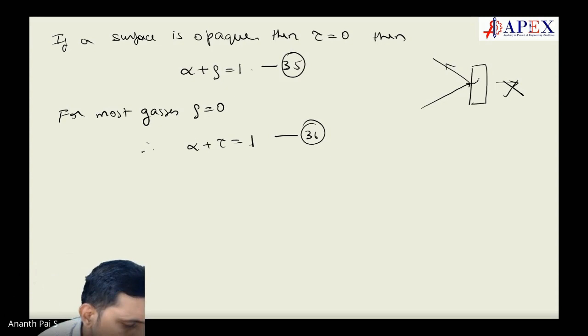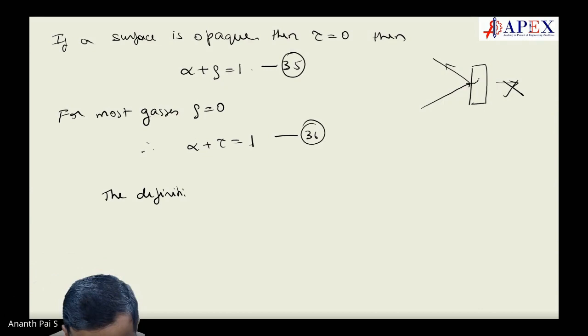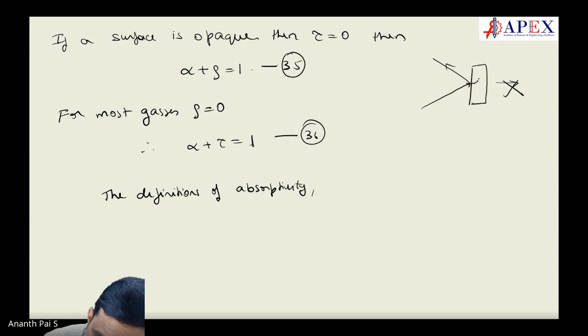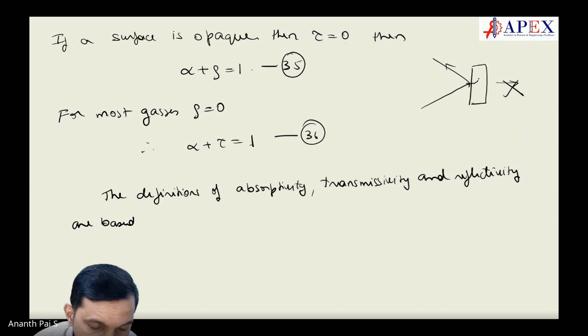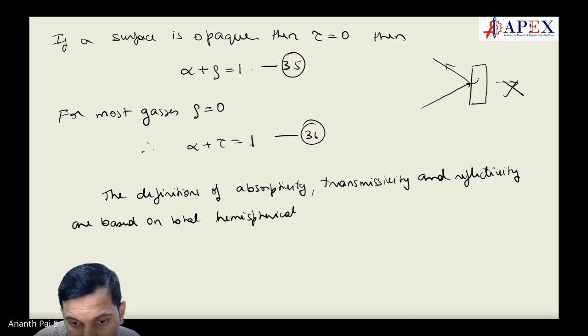See, the definitions of absorptivity, transmissivity, and reflectivity. Okay, these definitions are based on total hemispherical properties.